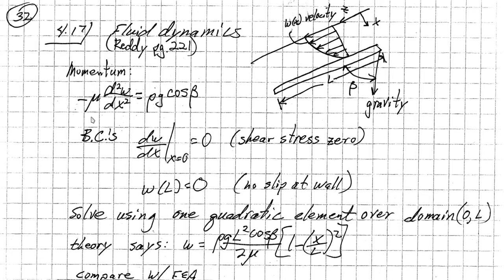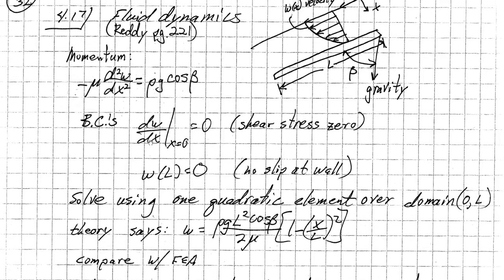And if you work through the momentum equations, here's what you're left with. You have a second derivative of the velocity, W. Here's a shear viscosity, and that balances with the gravitational force.